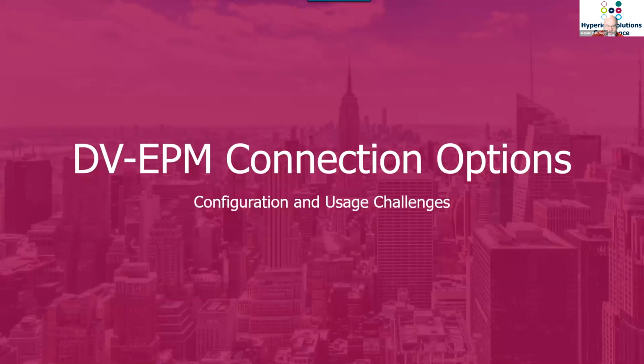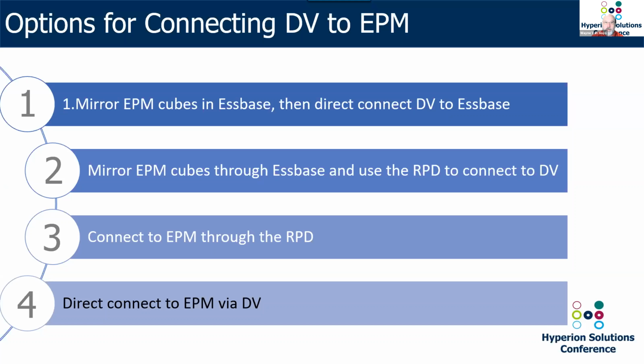So from the world of DV and EPM connections right now, we had about 4 different ways. We could mirror that cube in Essbase and then connect DV to Essbase. That was pre any connectors being available, and it still may be an option for some people to explore. We can mirror those EPM cubes in Essbase and model in the RPD. So that's a second, still using mirrored cubes.